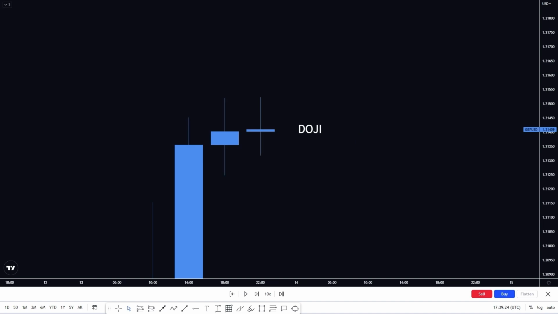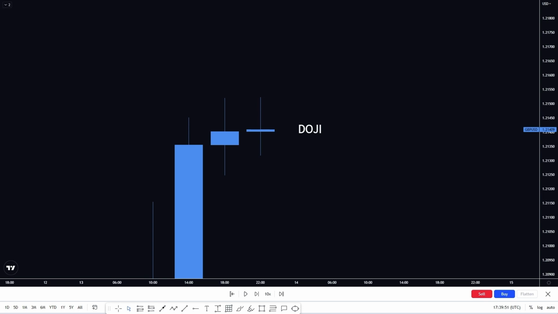Now, the next pattern that we want to look at is the doji candle. The doji candle can work both in bullish trends and also in bearish trends, and it can predict reversals in either direction, but the main point of the doji candle is to understand what it's actually representing on the chart. Now, a doji candle is showing us clear indecision and a lack of momentum continuing in either given direction.